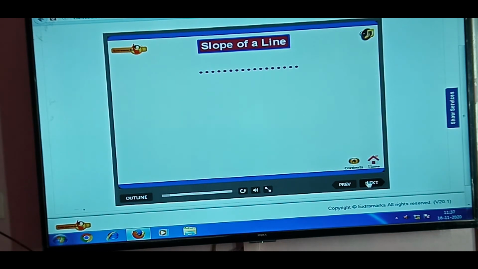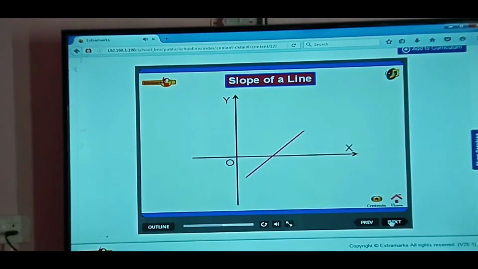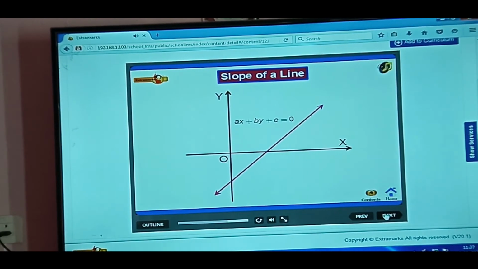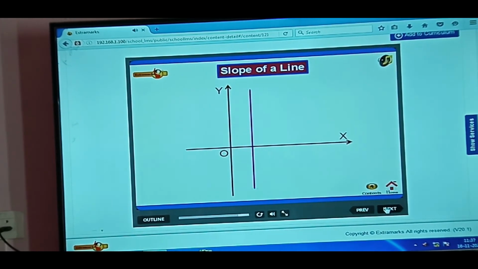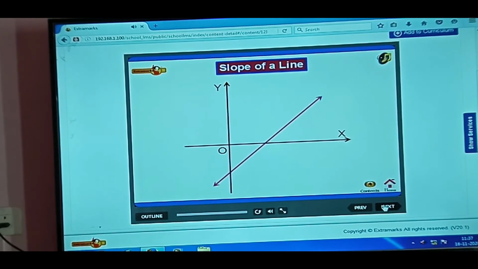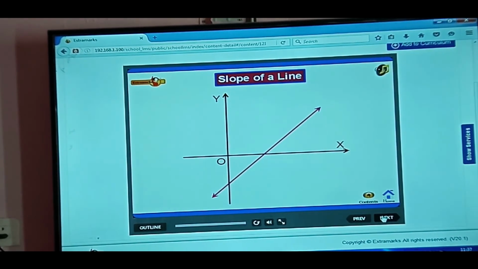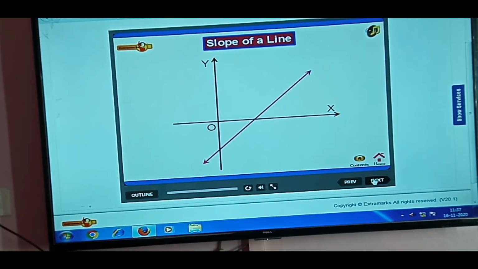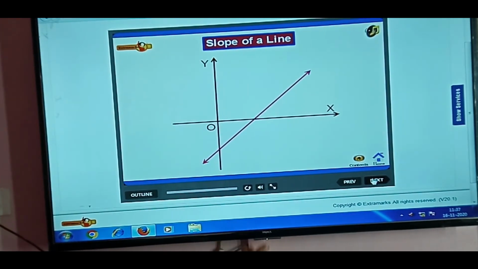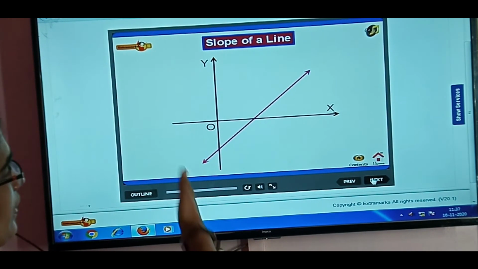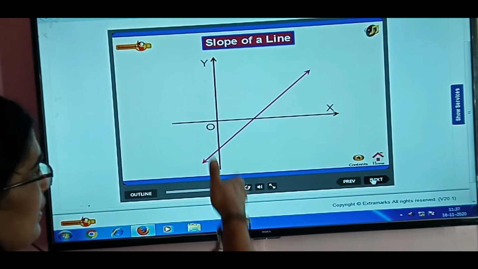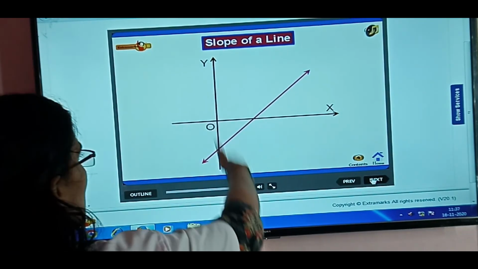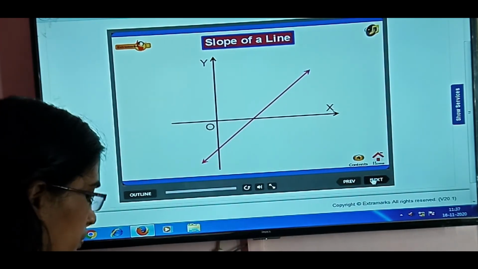A series of points traveling in a constant direction trace the path of the straight line. A line in a coordinate plane is represented algebraically by the linear functions. A line can be vertical, parallel, or inclined with respect to x-axis. Now we are moving to slope of a line. First of all, let us study what is a line. Here a line is drawn in a Cartesian plane. A line can be drawn vertically, horizontally, or with a slope.